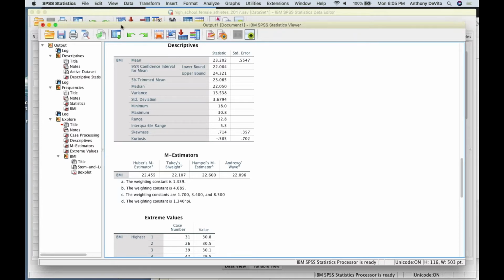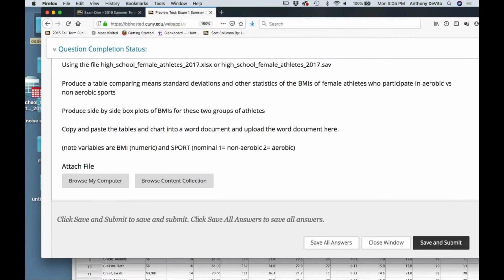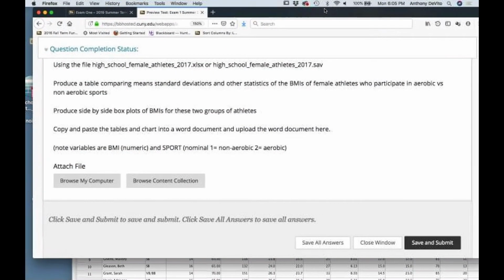So that's another way you could have gotten the interquartile range. And then finally, the last question that drew on this data set was, and I'm going to go back to this, produce a table comparing the mean, standard deviation, and other statistics of the BMIs for female athletes who participate in aerobic versus non-aerobic sports. Produce side-by-side box plots and copy and paste the tables and so on and so forth.